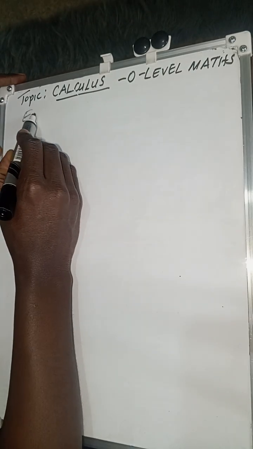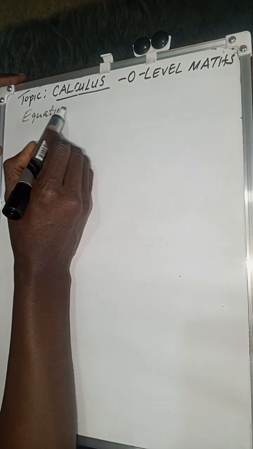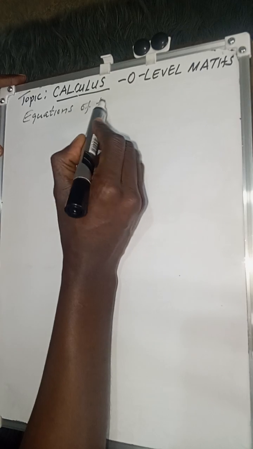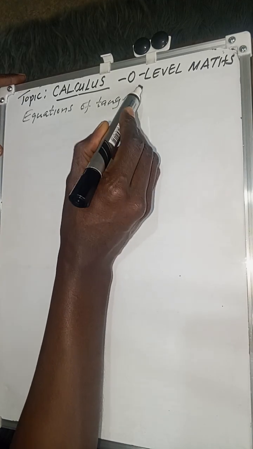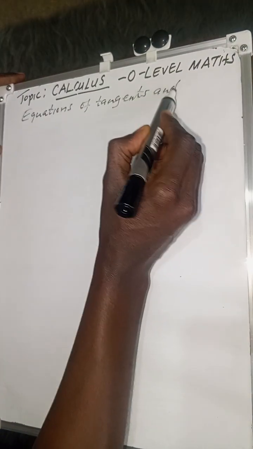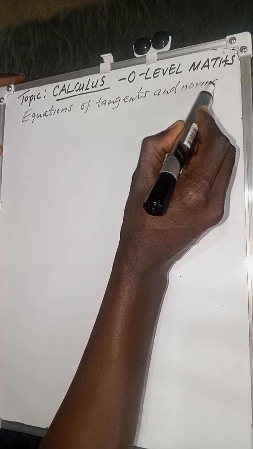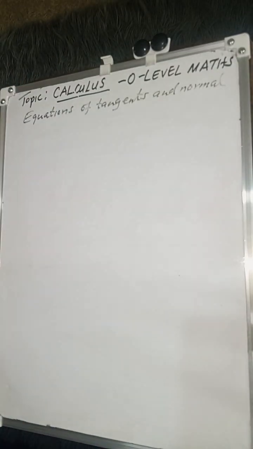So we are going to look at equations. We are going to look at how to find equations of tangents and normal. So how can you get the equation of the tangent and normal? That is what we are going to look at in our discussion.